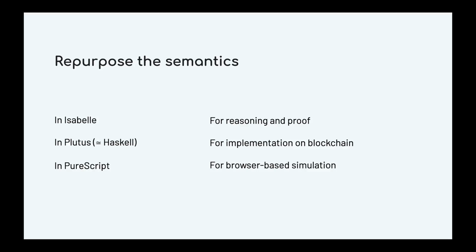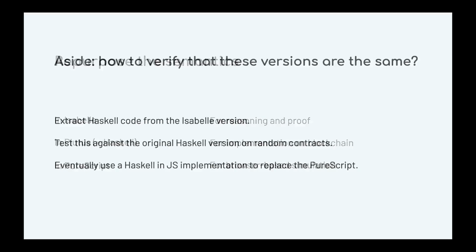Now, PureScript is not exactly the same as Haskell. Isabelle's language is not exactly the same as Haskell. How can we be sure that all these versions are the same? Well, one way of doing it is to extract Haskell code from Isabelle and test the original against this extracted code. And we do that on random contracts. And that gives us a pretty high level of assurance that the two are the same.